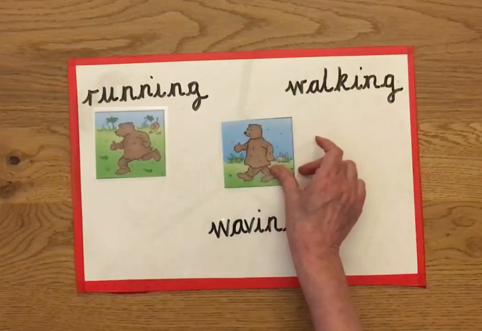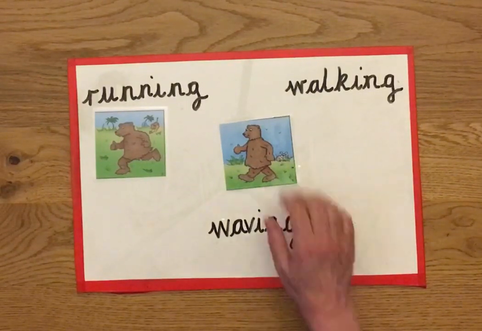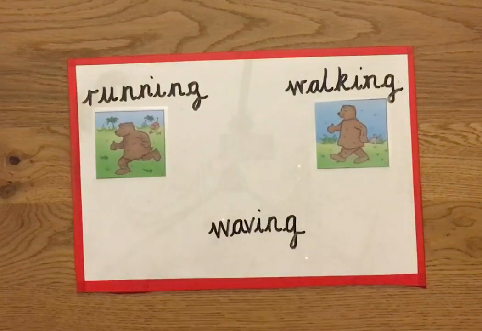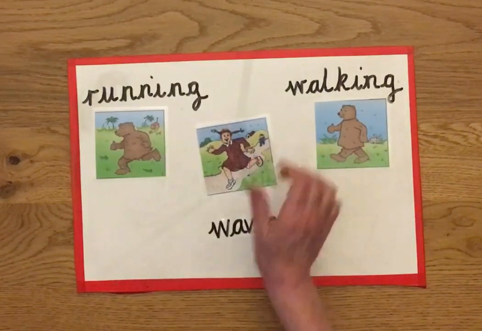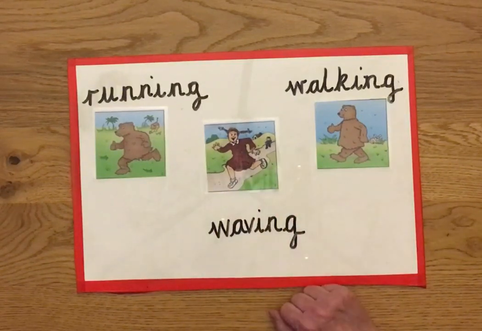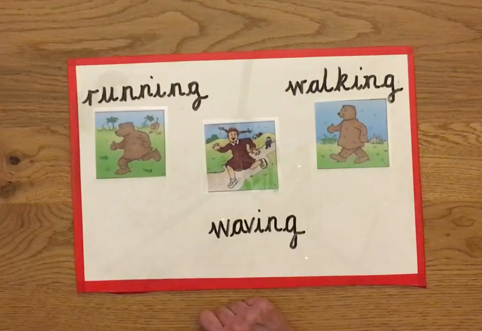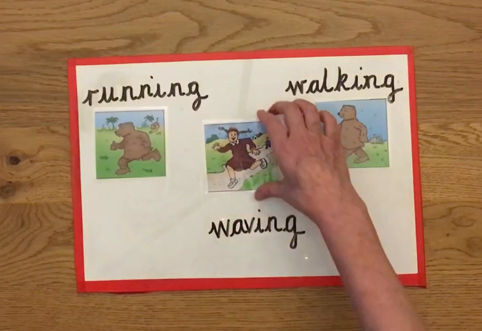What about this bear? What's this bear doing? Is he waving or walking? That's it, he's walking, fantastic. And this girl, what verb is she doing? She's doing a bit of waving maybe, but mostly she's running.